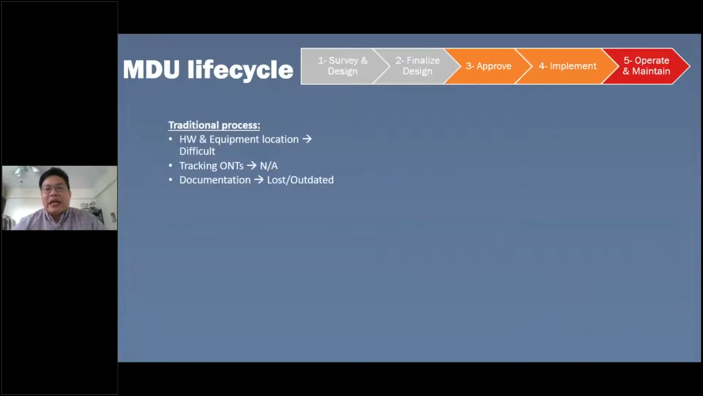Last but not least is operation and maintenance. Traditionally, the equipment or hardware might not be installed in the right locations. We have difficulty locating the equipment itself. Tracking the ONT, sometimes we care about a lot of unknowns. The documentation is not up to date or lost in between from people to people.